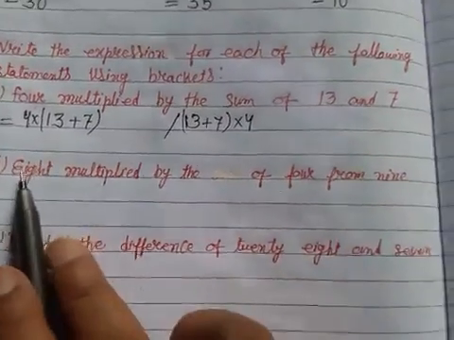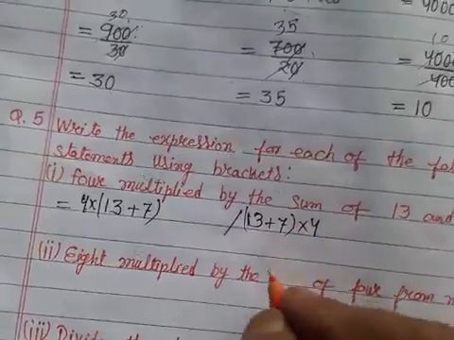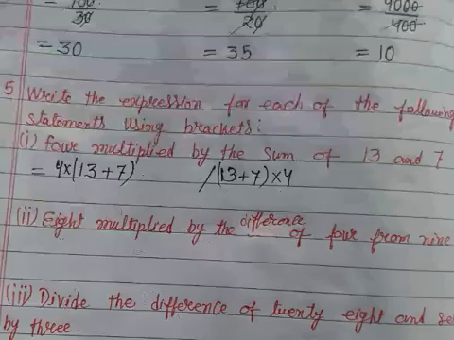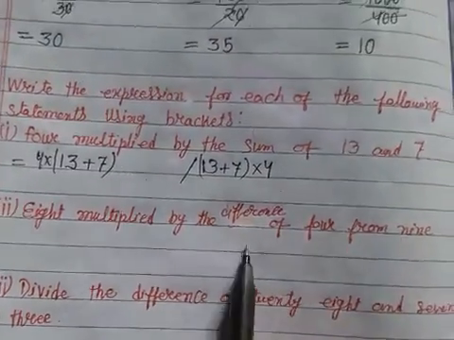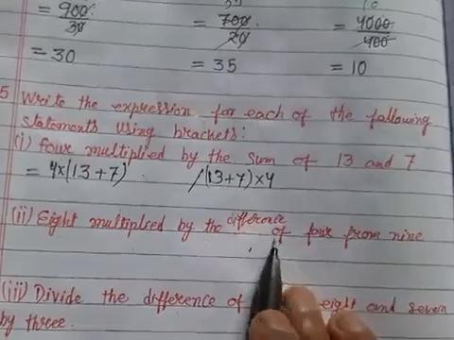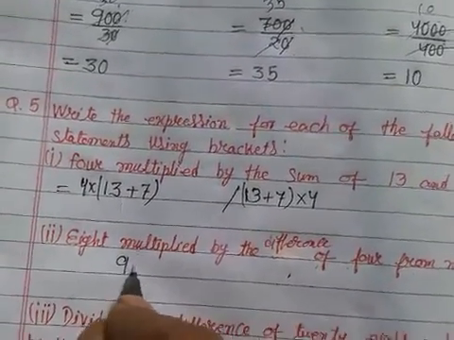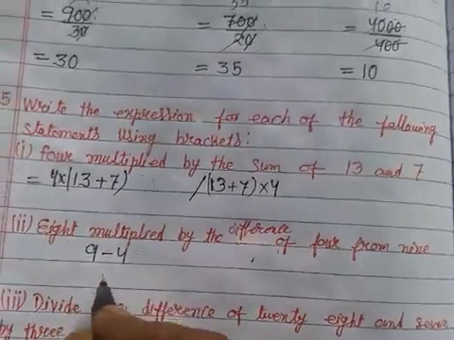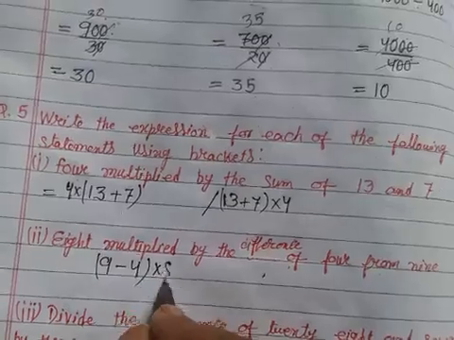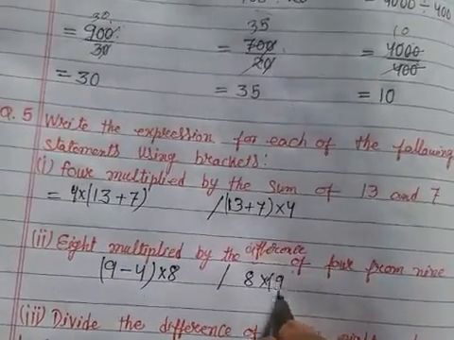Now 8 multiplied by the difference of 4 from 9. What is the difference of 4 from 9? Write 9 minus 4, then multiply it with 8, or you can write 8 first, then 9 minus 4.